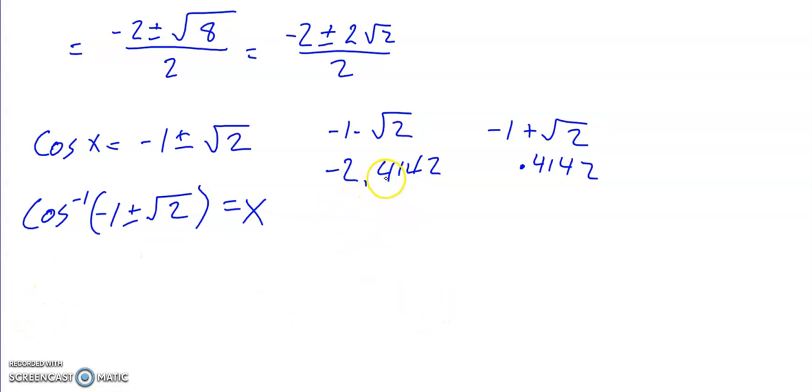When we want to find the inverse cosine of this, what we're saying is adjacent over hypotenuse is this long. Well, that can't work. The biggest this could be is 1, so -2.4142 is out of our range. We're not going to plug that one in. The only one that we can figure out is the other one. Cosine and sine have to be less than 1.